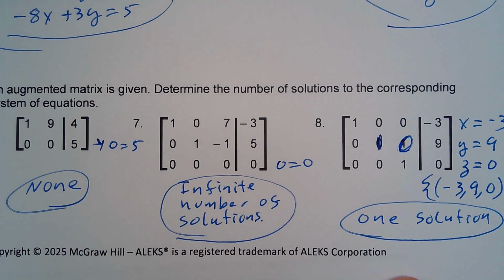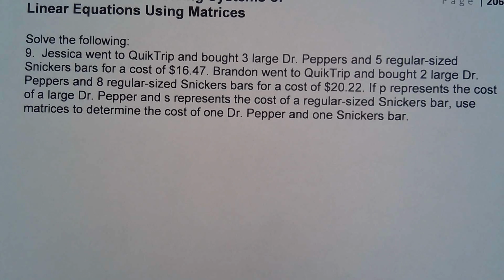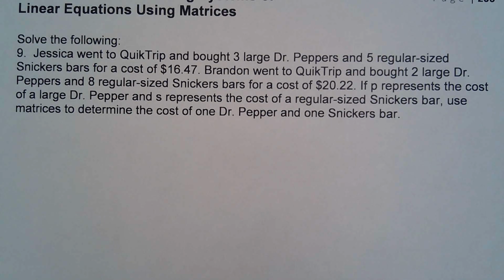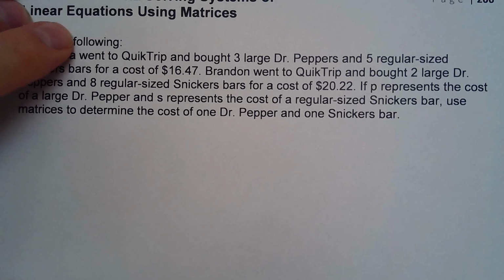All right, let's turn the page. And now we're ready to do some applications. So Jessica went to Quick Trip and bought 3 large Dr Peppers and 5 regular-sized Snicker bars for a cost of $16.47. Brandon went to Quick Trip and bought 2 large Dr Peppers and 3 regular-sized Snicker bars for a cost of $20.22. If P represents the cost of a large Dr Pepper and S represents the cost of a regular size, use matrix to determine the cost of 1 Dr Pepper and 1 Snickers bar.